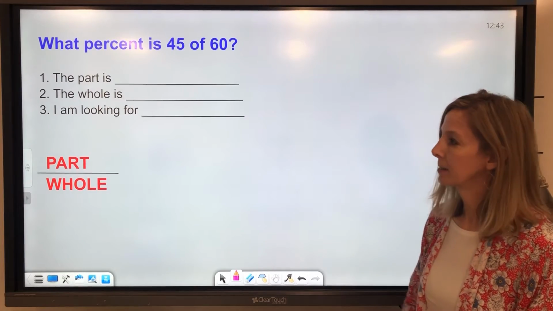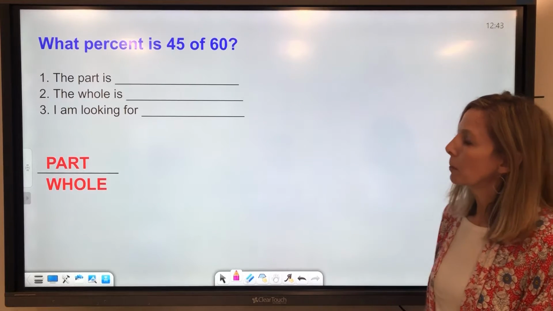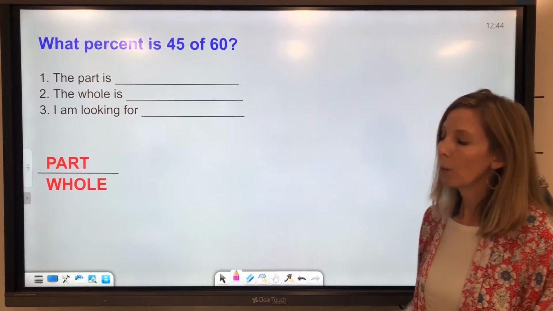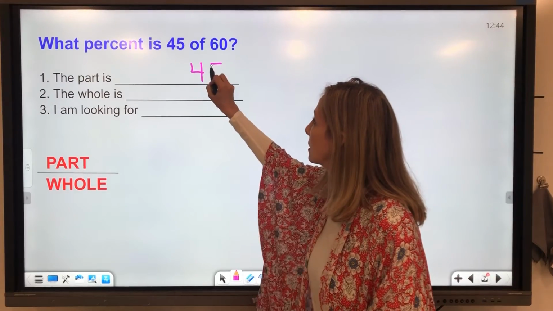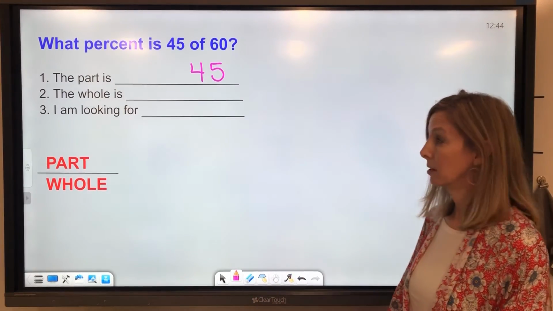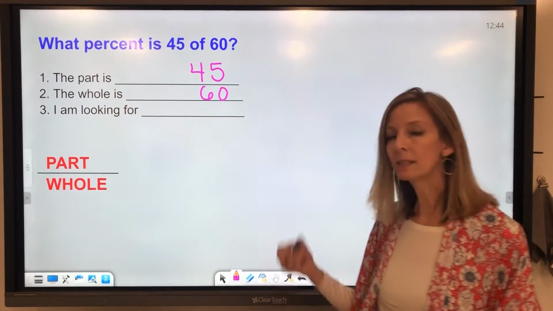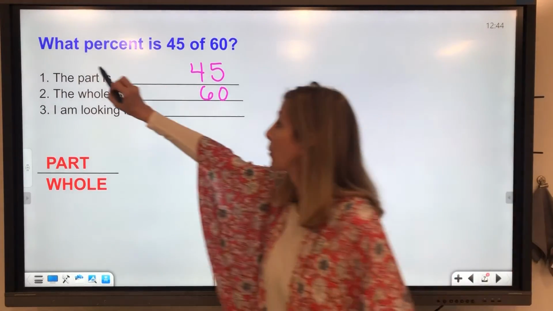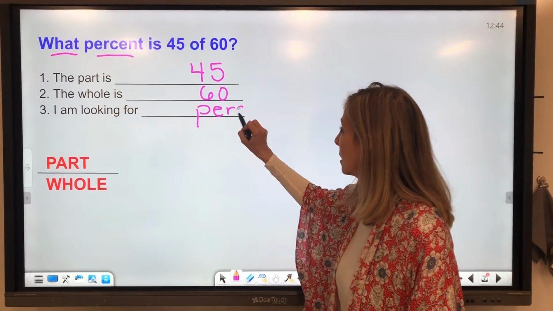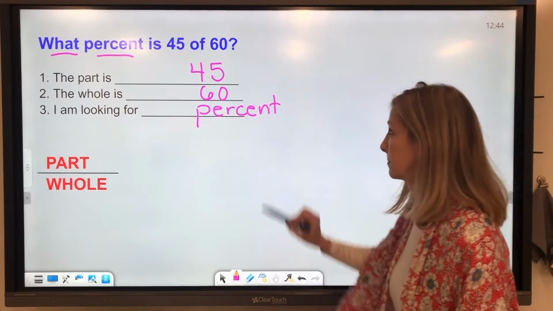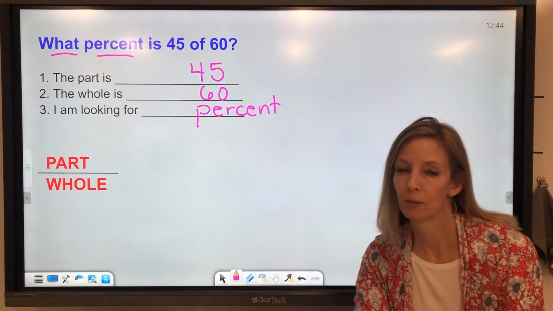And again, we're thinking part and whole. So looking at this problem right here, what's the part? Well, the part is 45. What's the whole? 60. What is it that you're looking for? Well, what we're looking for is what percent. So we're trying to find the percent.